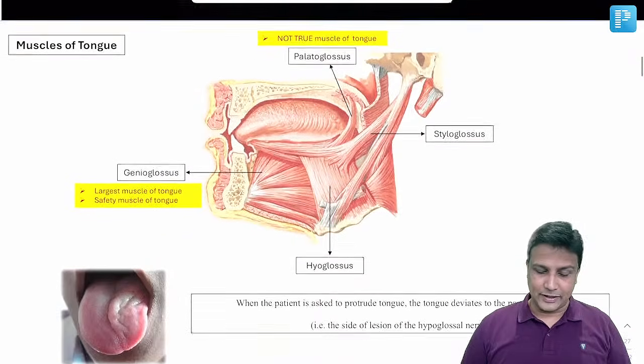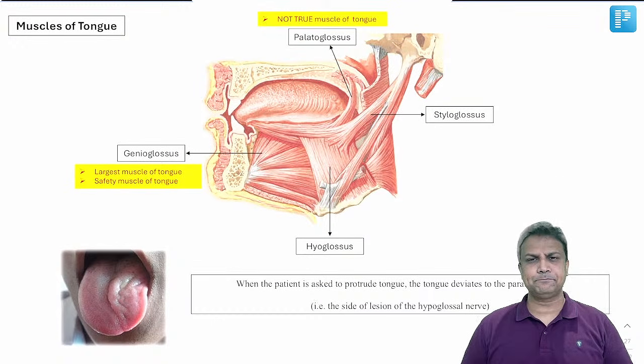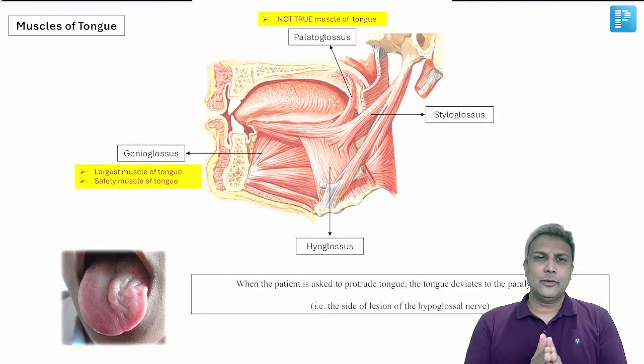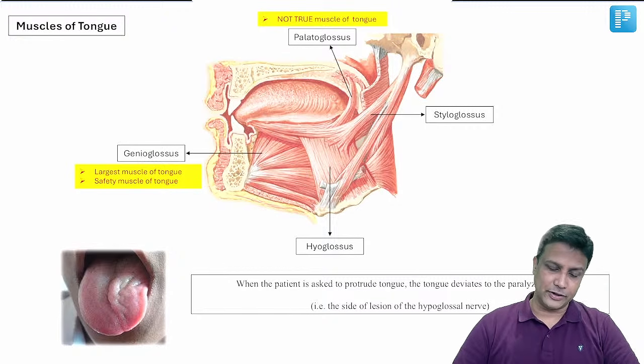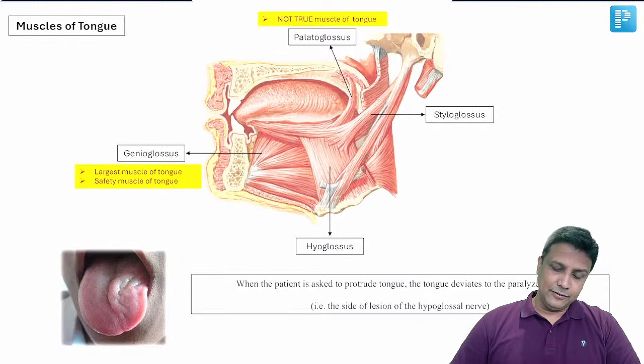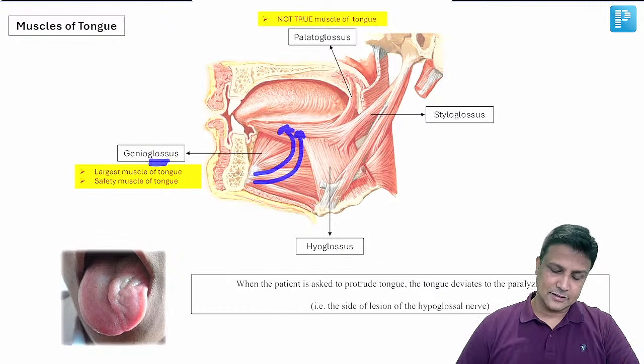Moving on to the next topic right now, muscles of tongue. Muscles of tongue are divided into intrinsic and extrinsic, but you just got to remember the extrinsic muscles of the tongue for your exam. Number 1, from the genial tubercle of the mandible, there is a muscle going into the tongue, and this one here will be genioglossus.